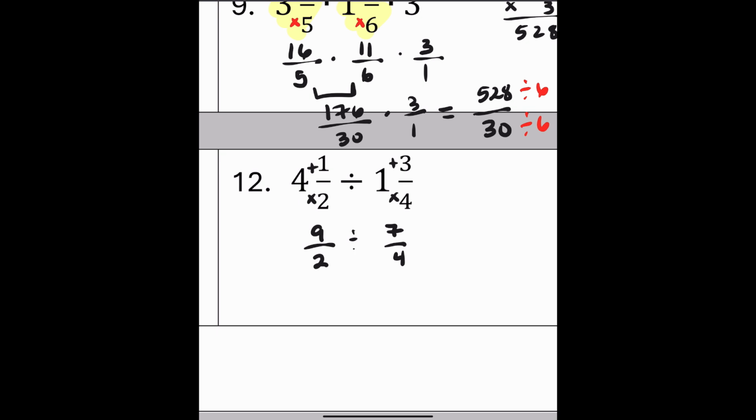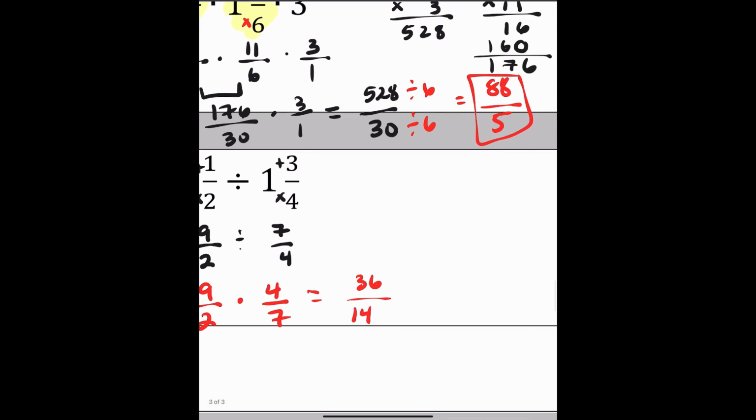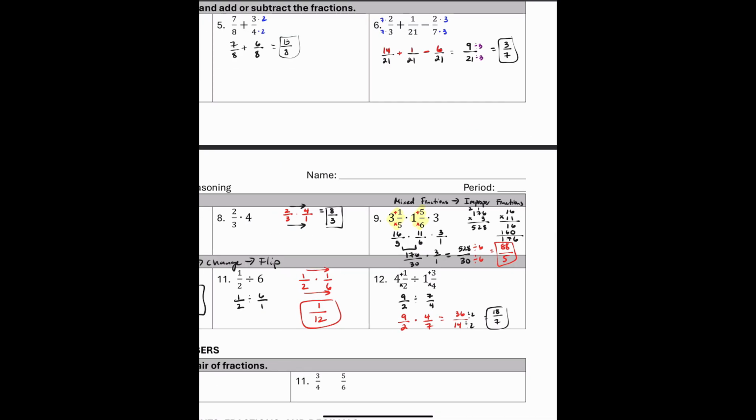So we're going to keep the fraction, change the sign, and then flip the fraction. So 9 times 4 is 36. 2 times 7 is 14. Notice that we have an even up top and even down below. So I can go ahead and reduce this. We're going to divide the top and the bottom by 2. Both of them are even numbers. So 36 divided by 2 is 18. 14 divided by 2 is 7. So 18 over 7 is the answer for number 12. All right.